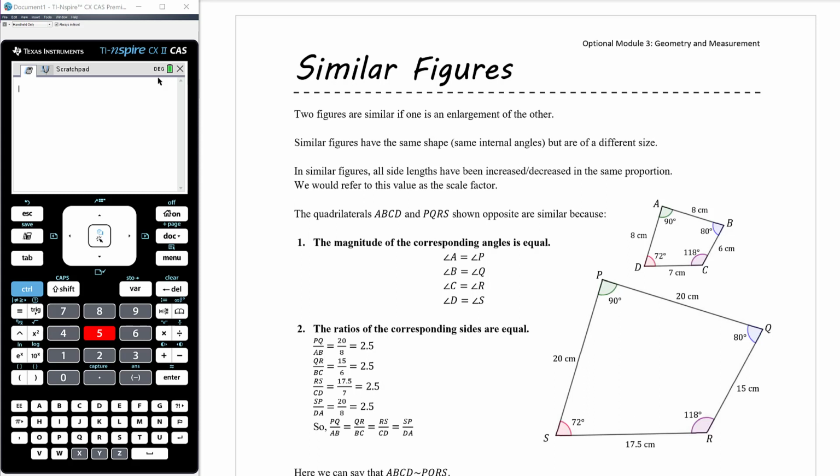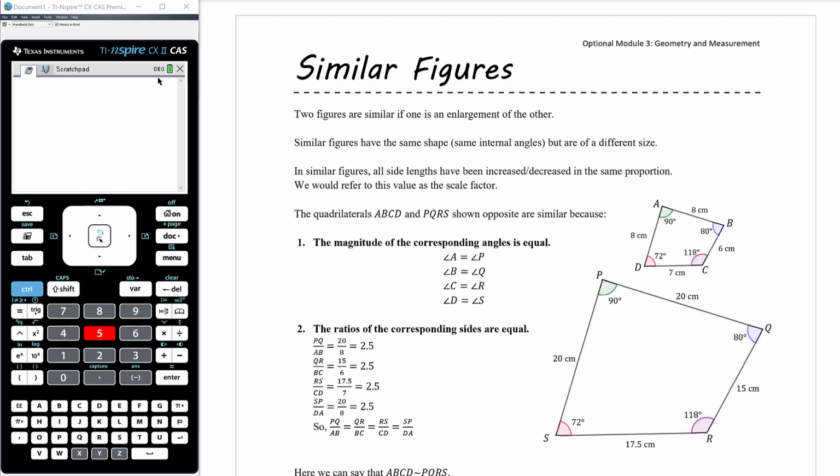So two figures are similar if one is an enlargement of the other. Similar figures have the same shape, that is the same internal angles, but they're of a different size. In similar figures, all side lengths have been increased or decreased in the same proportion. Say, for example, you might have doubled all of the side lengths, thereby creating an enlargement with a scale factor of 2, but the figure maintains the same shape. If you've enlarged all of the side lengths by the same proportion, all the angles are still in the same places, and therefore the two figures still have the same shape.